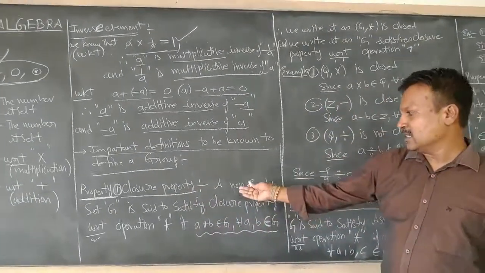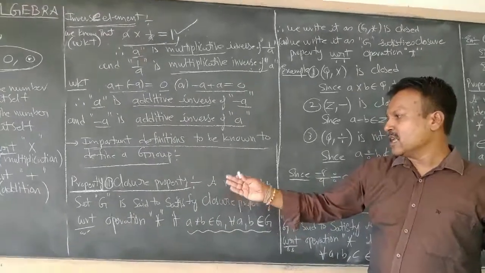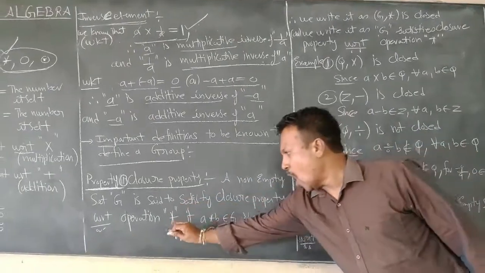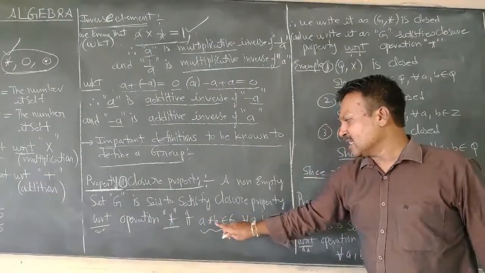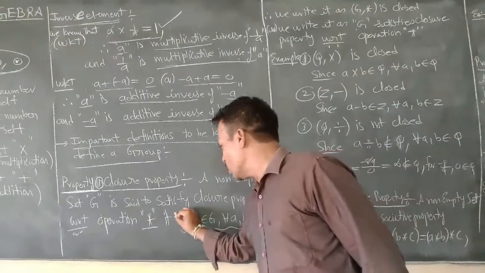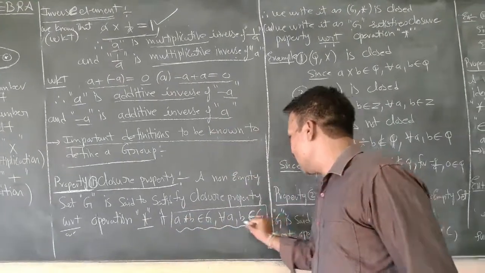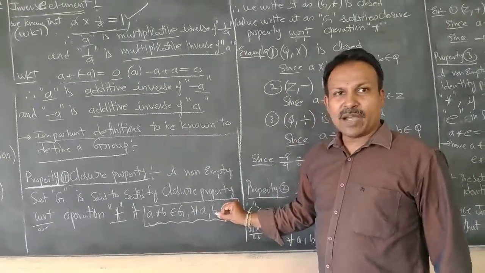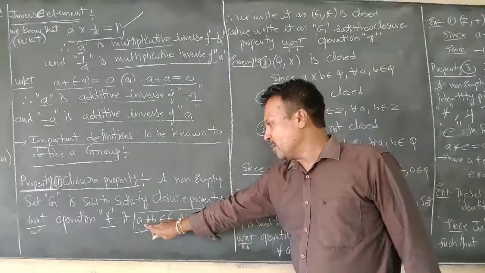Right. I read it. A non-empty set G is said to satisfy closure property with respect to operation star if A star B belongs to G for every A, B belonging to G. Right. It is the most important condition. We should keep it in mind very thoroughly. Right. I repeat once again.